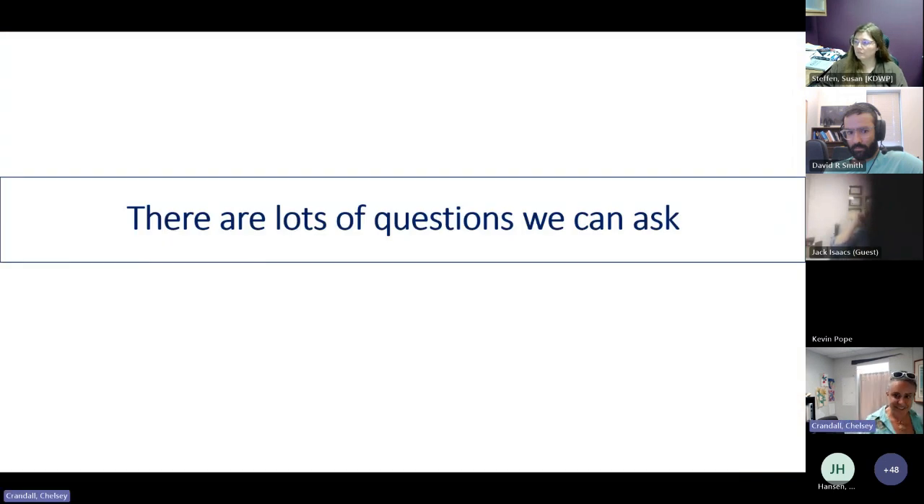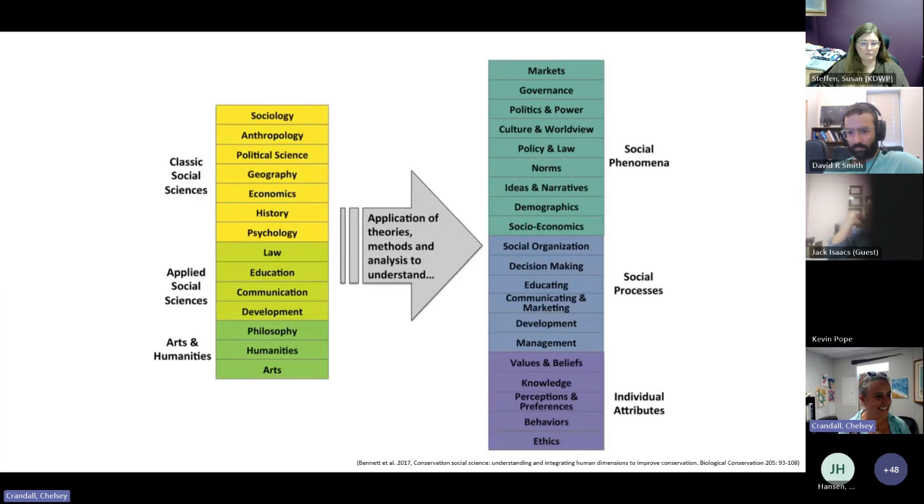And so given all of these fields that make up conservation social science, there are lots and lots of questions we can ask to help us better understand the human dimensions. We can apply these fields to understand people as individuals, learn more about these individual attributes: people's underlying values, their beliefs, what they know, what they're doing out there in nature, their preferences, how they feel about things.